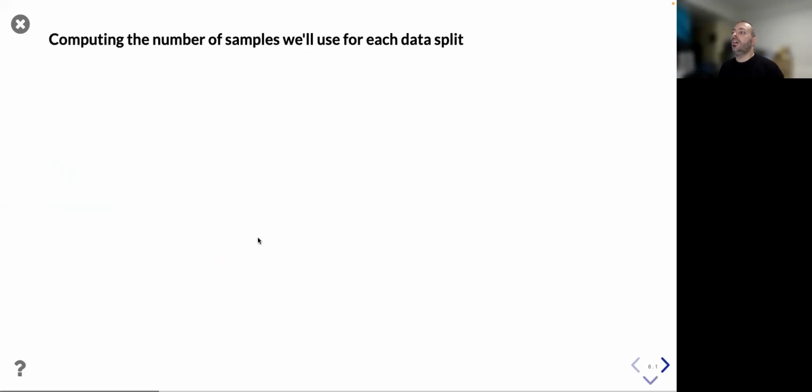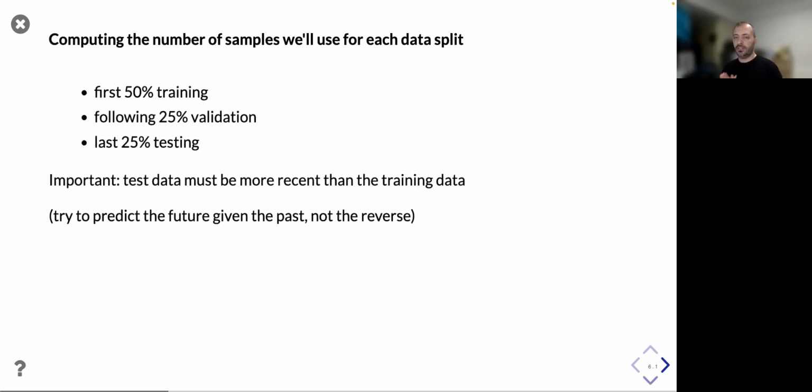Now, let's see how we can compute the number of samples we will use and also make the splits. So first of all, we will have 50% of the total data for training, then 25% for validation, and the last 25% for testing. Now, one thing that is important here in comparison to the previous examples is that we will not shuffle the data before.